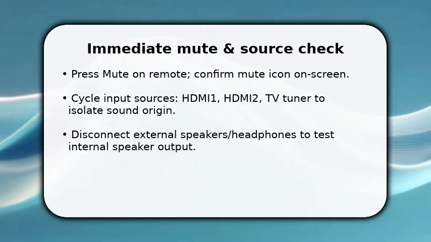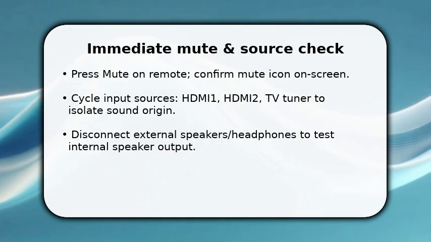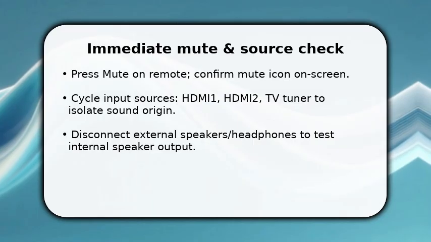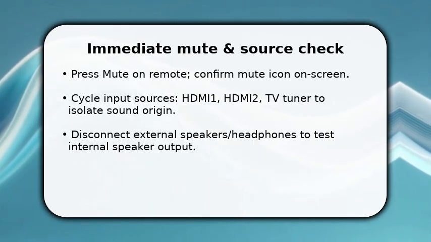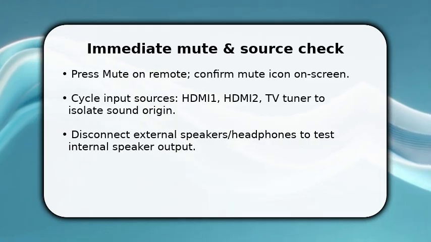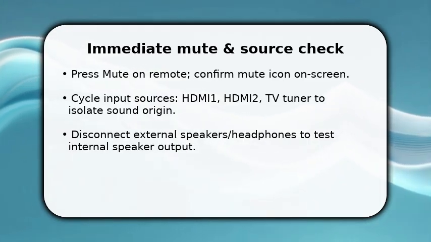You start by silencing what you can immediately. Press mute and watch the on-screen confirmation. Once done, switch inputs, HDMI 1, HDMI 2, TV tuner, to find whether sound comes from the TV or an external device because the fix differs.